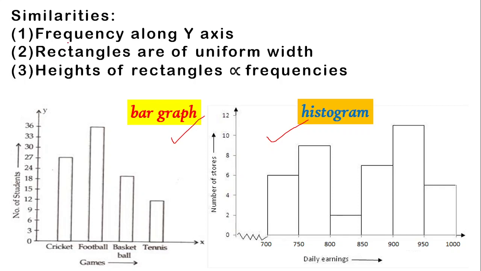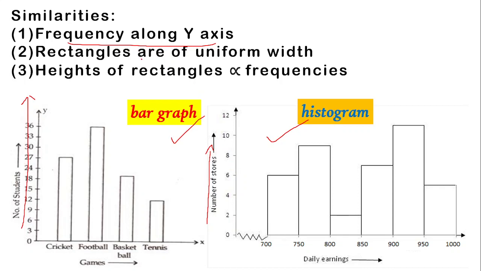Frequency is along the y-axis. Frequency, number of students, number of stores. In both the cases, the frequency. Here we have the number of students: how many students play cricket, how many students play football, number of students being the frequency. And here we have number of stores, 2, 4, 6, 8. So in both the cases, frequency is along the y-axis.